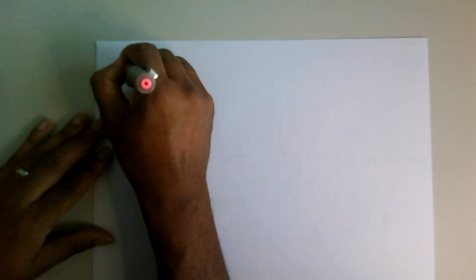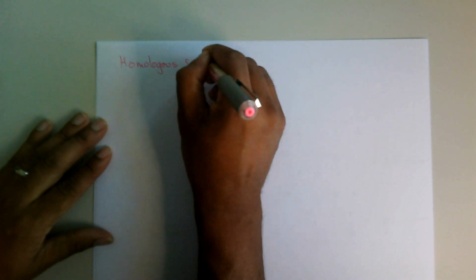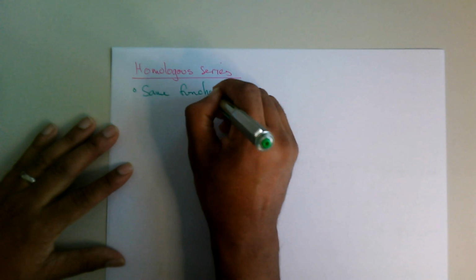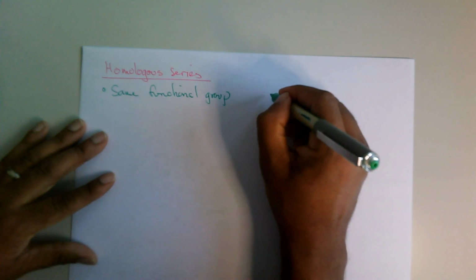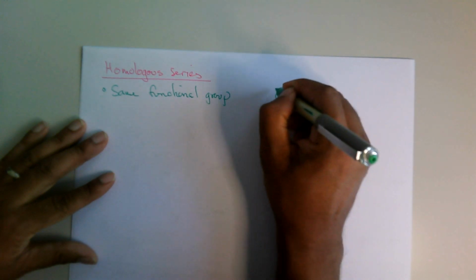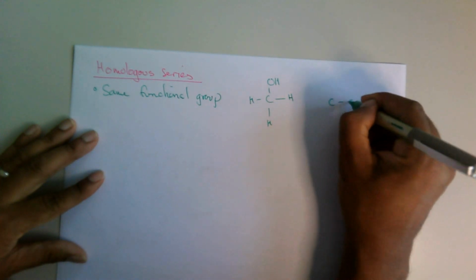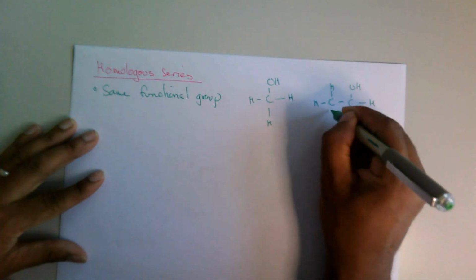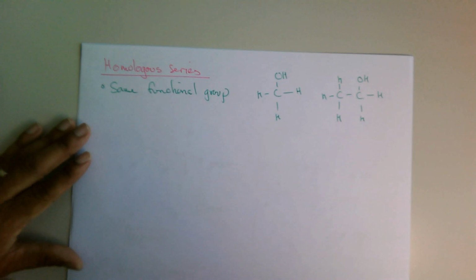this definition of a homologous series. So when something is in the same homologous series, what do we mean by that? The first thing is they've got the same functional group. So they will have the same functional group. So example would be, say, methanol and ethanol. So these two are in the same functional group because they've got the OH group, and that's what makes them alcohol, so that's the same functional group.